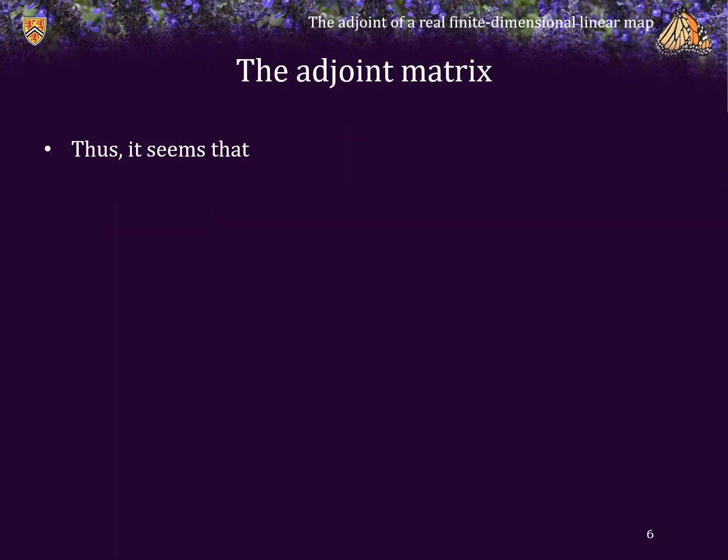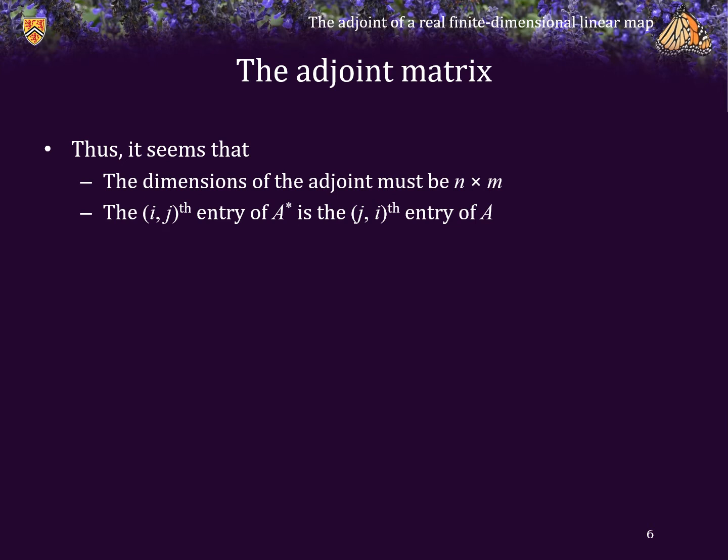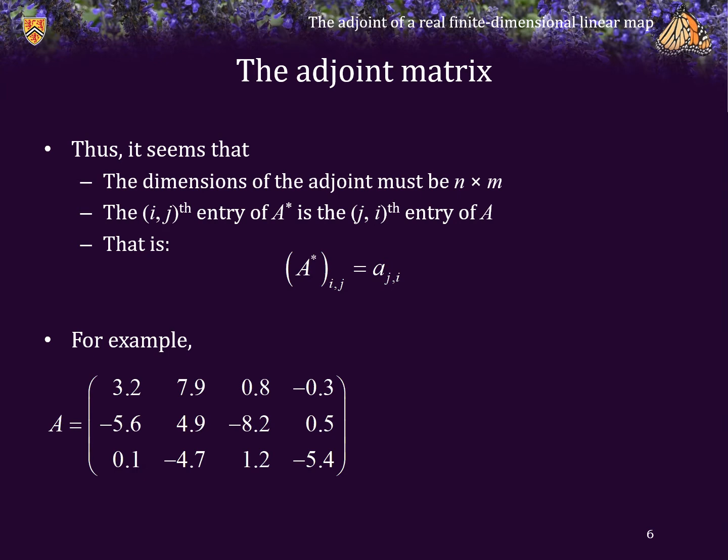Thus, it seems that the dimensions of the adjoint of an m by n matrix must be n by m. The ijth entry of the adjoint is the jith entry of A. Or in other words, the ijth entry of the adjoint is A_ji. Basically what that means is if this is my matrix A, then the 2,1 entry of the adjoint is the entry 1,2 of A.